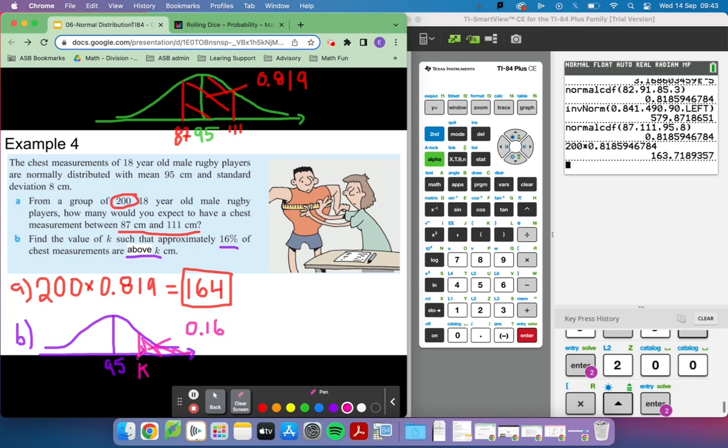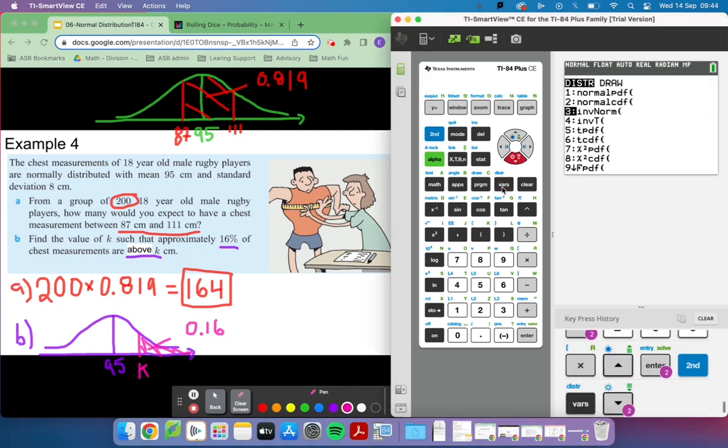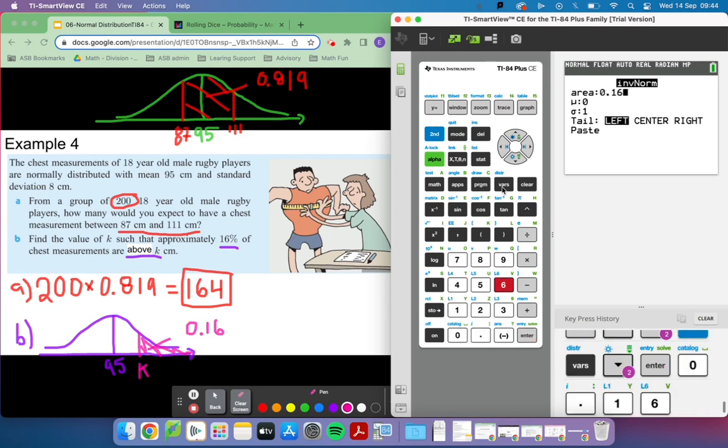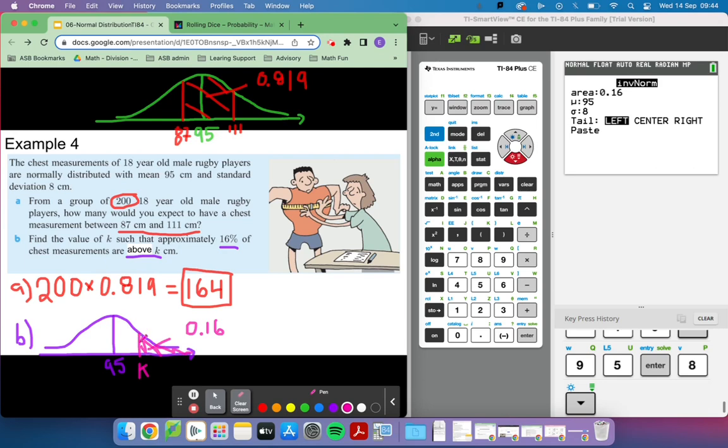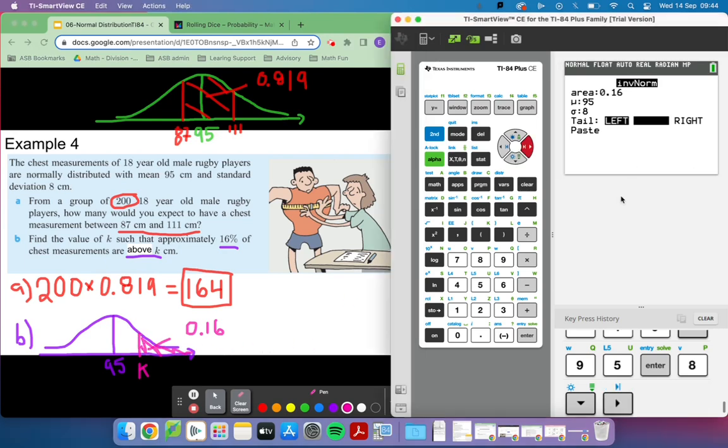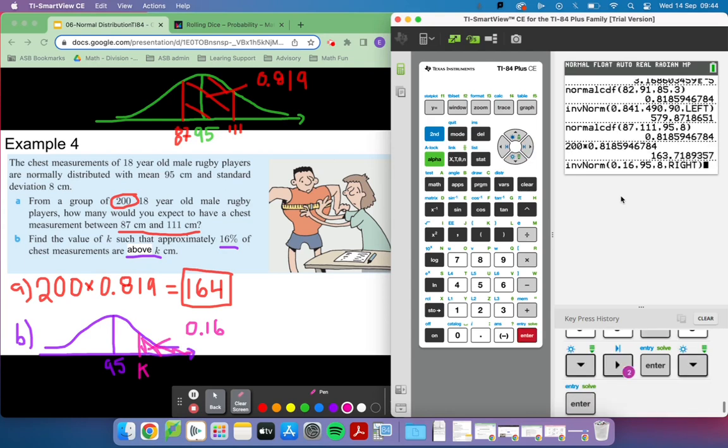So since we're looking for a value given a probability, we're going to go into our calculator and do our inverse normal. Our area is our 0.16. Our mean is 95. And our standard deviation is 8. Now, left, center, or right. In this example, since we're going from a value towards the right, we're going to have what's called a right-tailed. So I'm going to click on right, and I'm going to paste this.